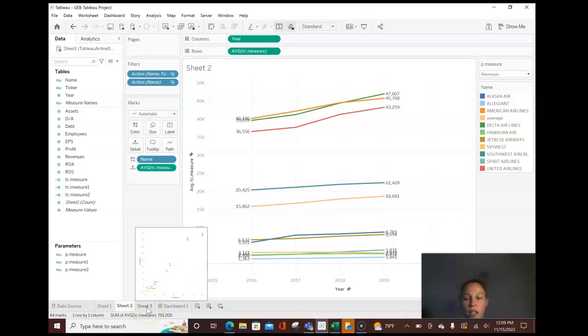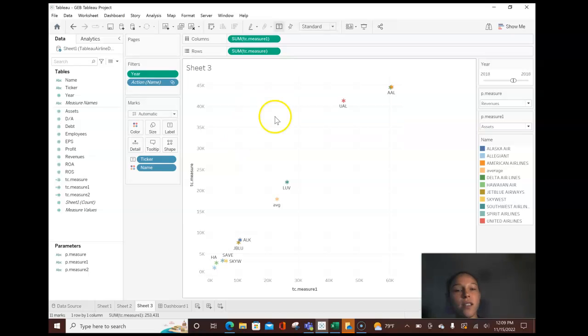Then we have sheet 3, and as you could see, this looks at not only our revenues, we also are looking at the assets, and Delta and American Airlines have nearly the same amount of assets and revenues to each other. And we could also see that once again, Allegiant has the least amount of assets of all the airlines.